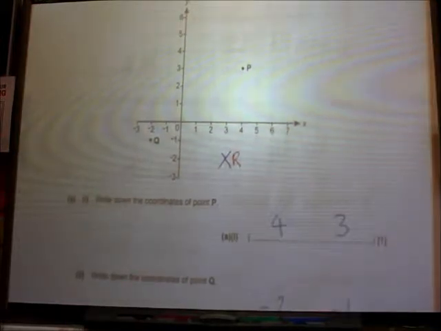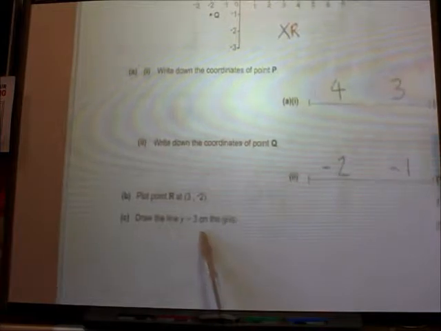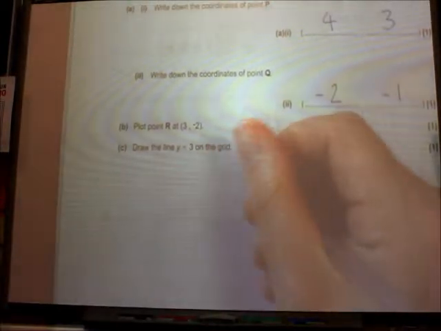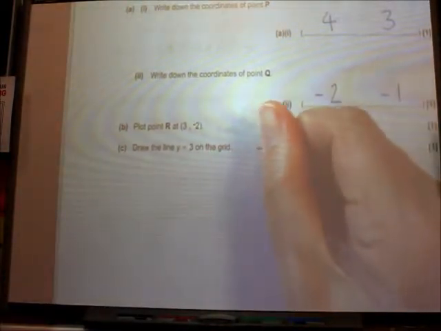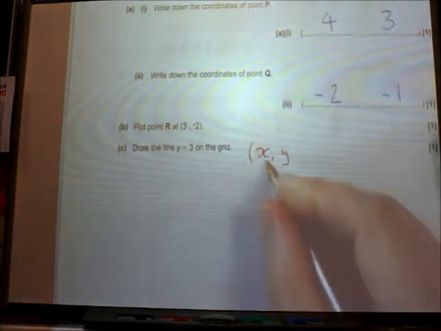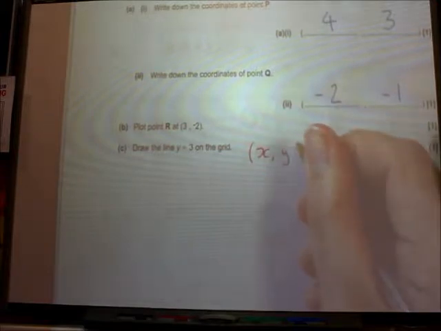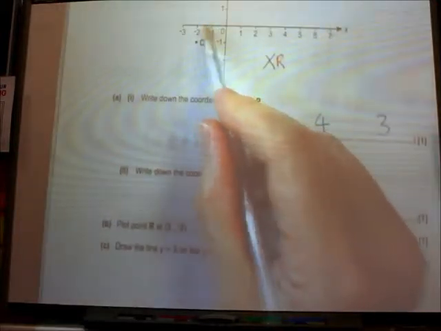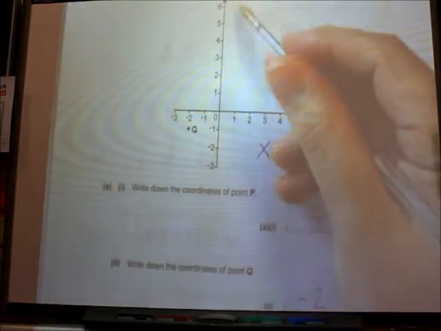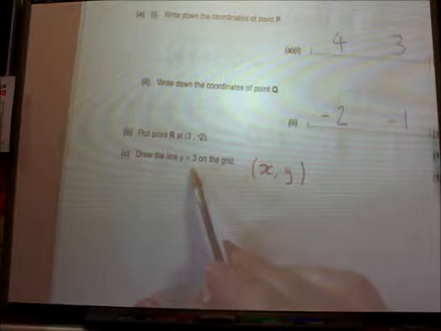The next one. Draw the line y equals 3 on the grid. I just want to talk about this one for a minute, and then I'll show you what the answer is to it. Whenever you plot a line on a graph, you plot your x coordinate first, then you plot your y coordinate. So your x coordinate is along the corridor, because it's the x-axis, and your y coordinate is up or down the stairs. So if you don't know how to do this, it's a really simple way.